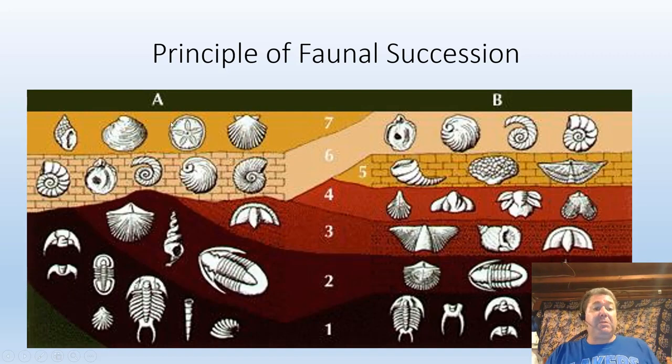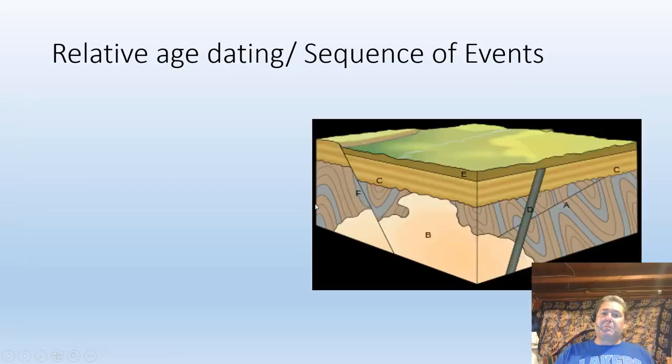So we're able now to correlate these times from one area to the other, knowing that these fossils and these fossils lived at the same time, these fossils and these fossils lived at the same time. And this helps us to identify areas where we may be missing time. So this would be what we call an unconformity, right?